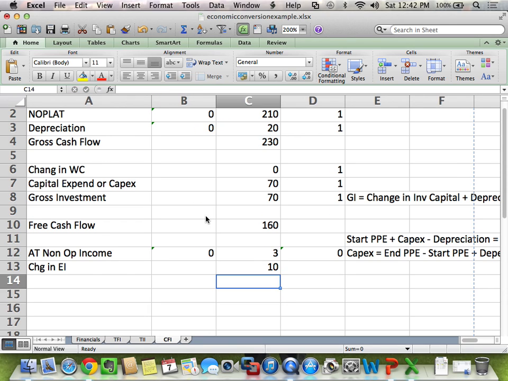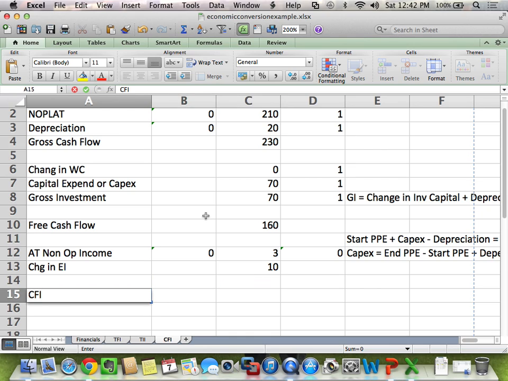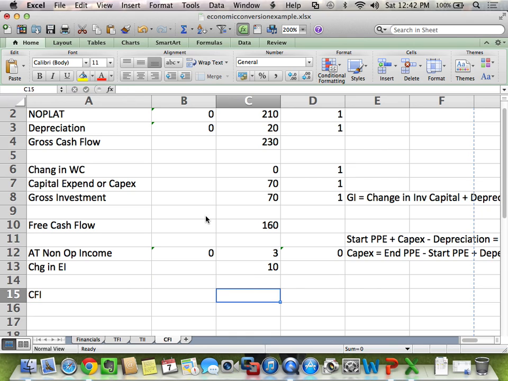Now, I have to think about cash flow. So what I'm eventually going to be solving is my cash flow available to investors. All right? So I've got to think about my cash flow. 160 adds cash flow that I can pay out to investors. Making $3 million of non-operating income adds to the cash flow that I can pay out to my investors.